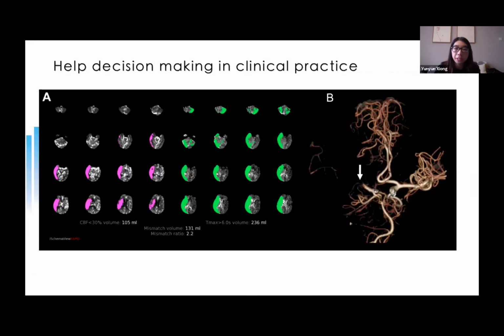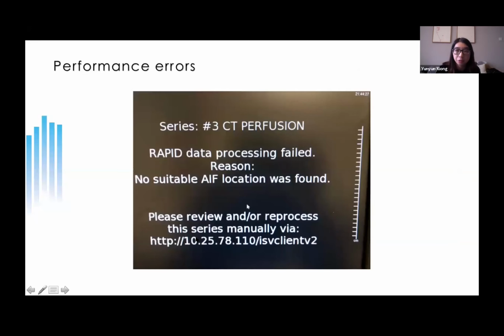And in clinical practice, they help decision making. So for this patient, you will see the right middle cerebral artery occlusion here, and the corresponding perfusion map is just like that I showed before. So this patient, the core volume was 105, and the hypoperfusion was 236. In all the patients, the mismatch volume and the mismatch ratio were quite high, actually.